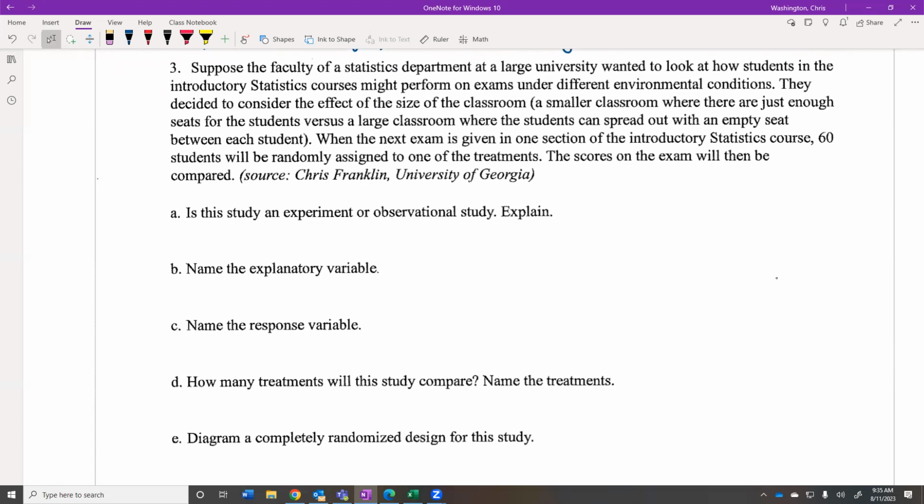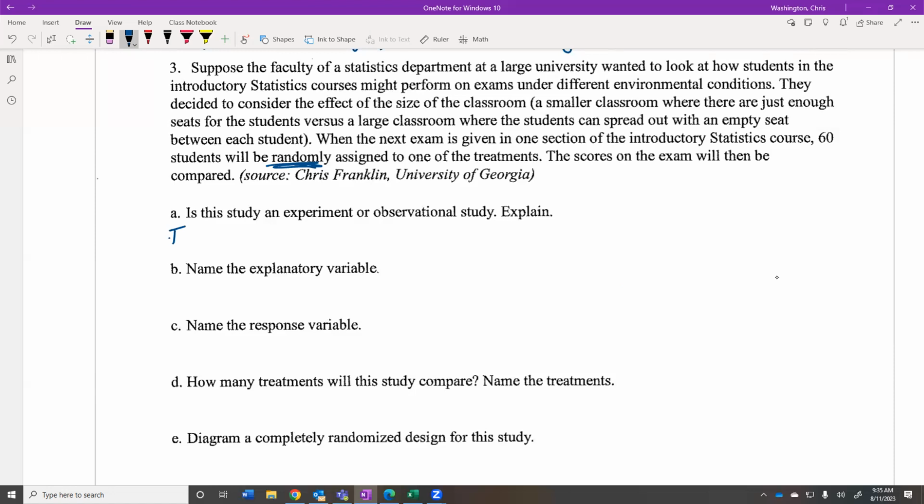So they decided to consider the effect of the size of the classroom. A smaller classroom where there are just enough seats versus a large classroom where the students can spread out. When the next exam is given in one section of the statistics course, 60 students will be randomly, that's really important, assigned to one of the treatments. The scores on the exam will then be compared. So is this study an experiment or observational study?